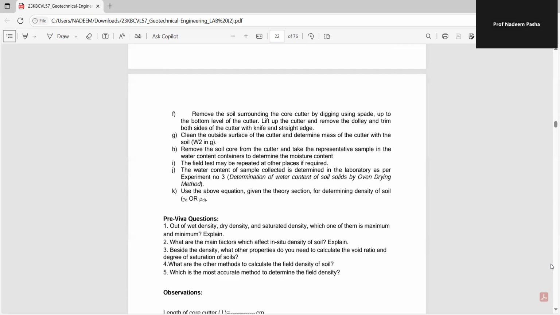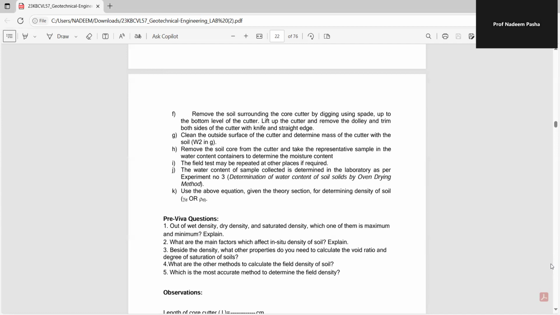In the next step, remove the soil surrounding the core cutter by digging using a spade up to the bottom level of the cutter. Lift up the cutter, remove the dolly, and trim both sides of the cutter with a knife and straight edge. Clean the outside surface of the cutter and determine the mass of the cutter with the soil, W2, in gram.